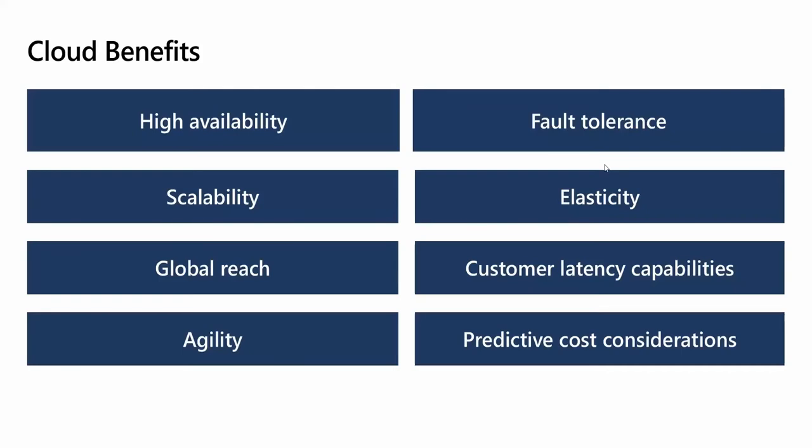Global reach, another big benefit of the cloud, is being able to access resources and put your resources around the world. And then agility, the ability to react quickly to workload demands. Do you have a sudden spike in traffic? Do you need to allocate more resources? Or do you have a sudden slowdown and need to deallocate resources?